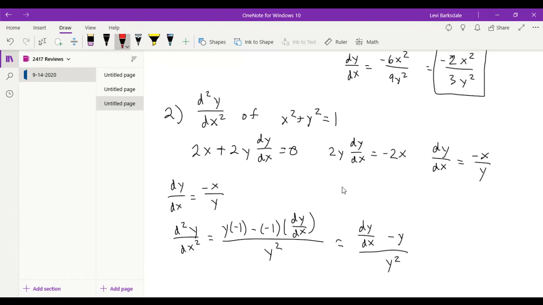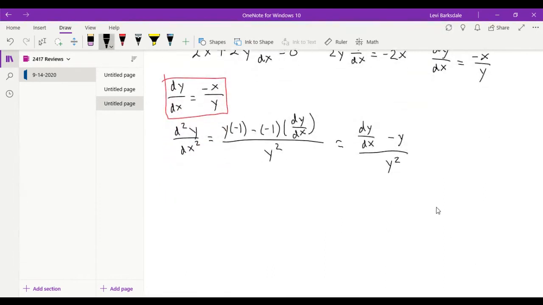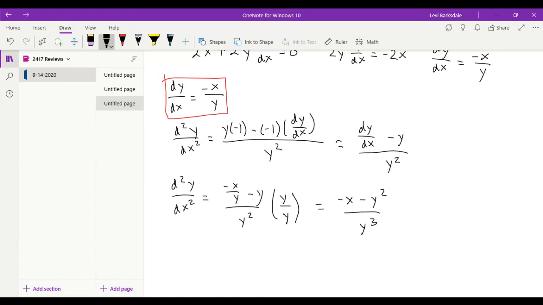But then we already know that dy over dx is equal to minus x over y. So we can actually plug that in for our dy over dx in our equation that we found. So then d squared y over dx squared is equal to minus x over y minus y, all over y squared. Of course, we don't want to leave a fraction within a fraction, so we can just multiply all of this by y divided by y. So that's negative x minus y squared over y cubed.